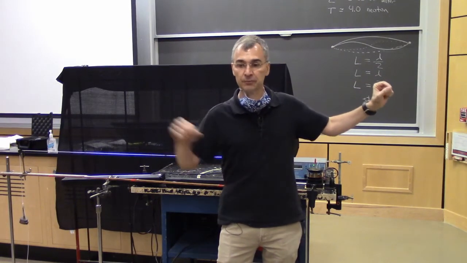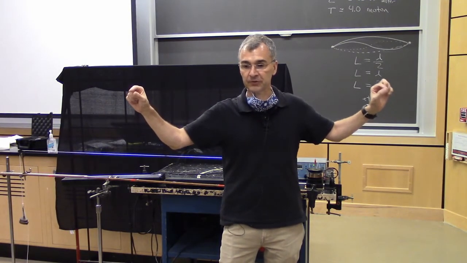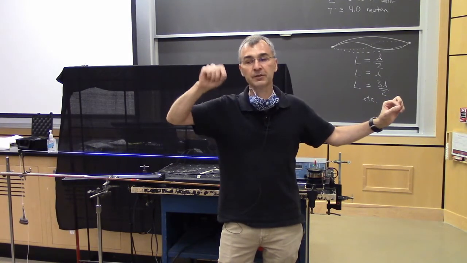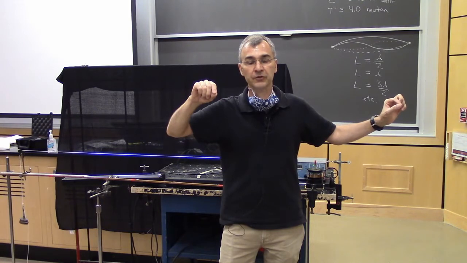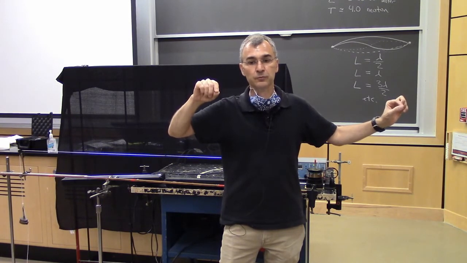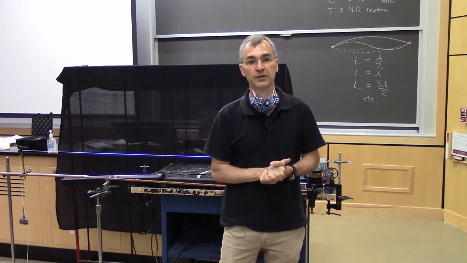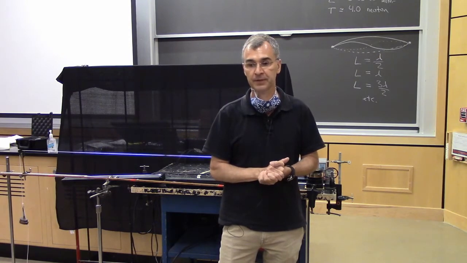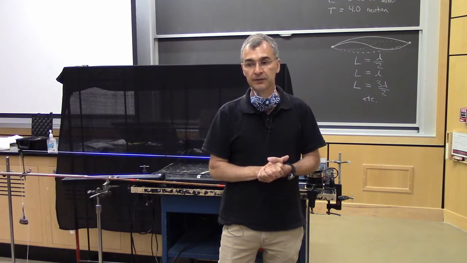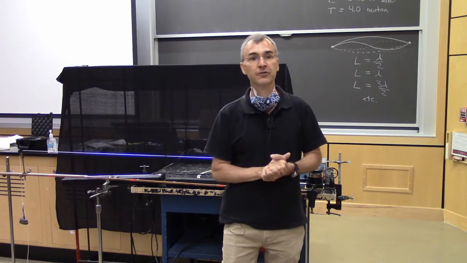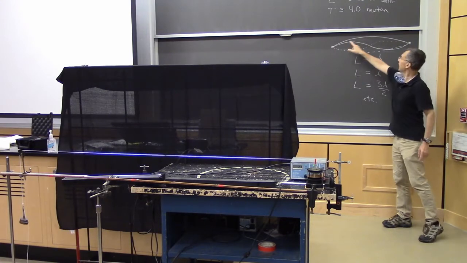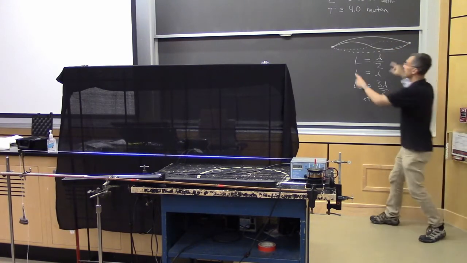If we immobilize both ends of the wave machine, so this end is completely fixed, this end is completely fixed, and then we wiggle the middle at just the right frequency, and remember the wavelength and the frequency are related by the speed of wave propagation on the wave machine or on a guitar string or in whatever medium, then we could choose just the right frequency so that one half wavelength fits on the string. Here's an example of one half wavelength fitting on the string.